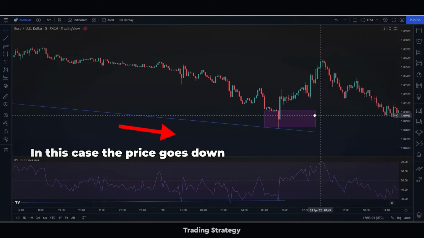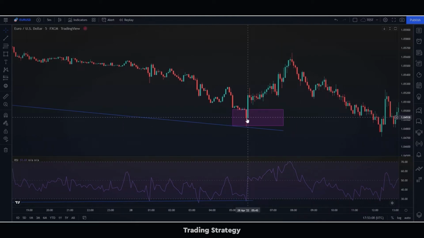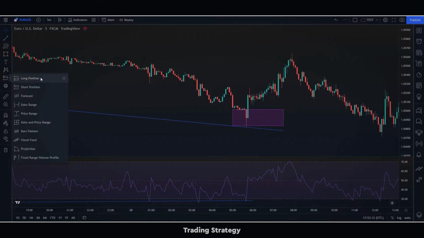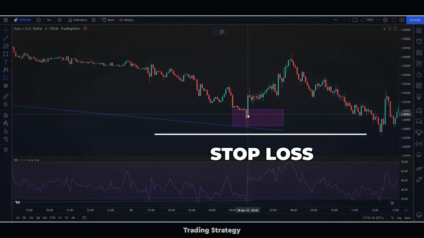If the price comes down and we find a divergence, it is likely to go up, so we will make a buy trade. We will put the stop loss below the last big low and the take profit at a risk-benefit ratio of 2 to 1. This means that we risk 1 to get 2.